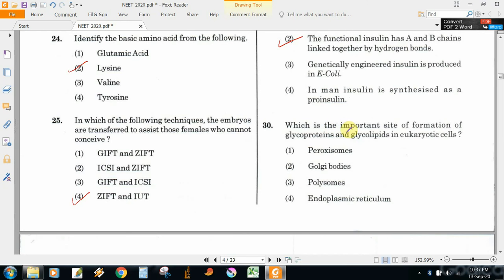Yeah. Moving on, which is the important site for formation of glycoproteins and glycolipids in the eukaryotic cells? Peroxisomes? No. Golgi bodies? Yes. Golgi apparatus or Golgi complex is the place in the cell where glycoproteins and glycolipids are mainly formed.